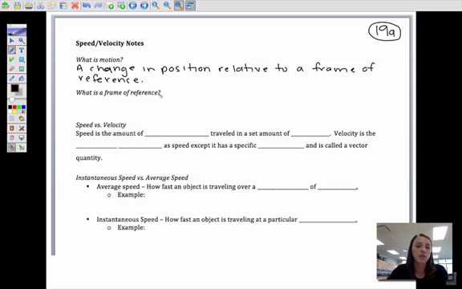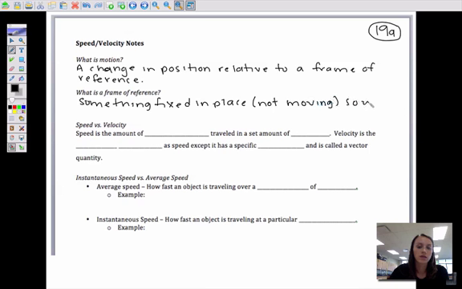Okay, that's great, but what's a frame of reference? A frame of reference is something that is fixed in place, which means it's not moving. So we can see where motion begins and ends.